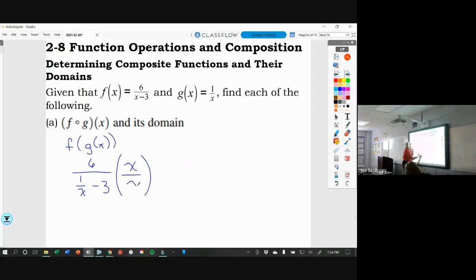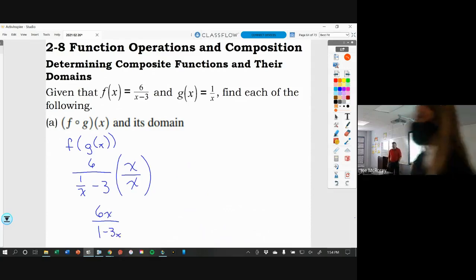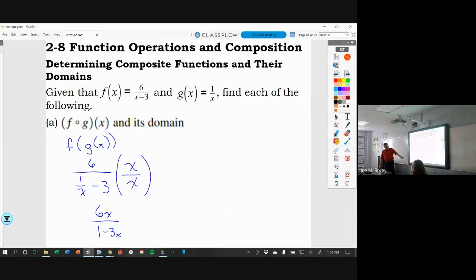So, is x over x 1? Yes. Okay, so that is the 1 that I'm going to multiply by. Across the top, I have 6 times x. Across the bottom, this x has to be distributed to both of these terms. So it is x times 1 over x, 1, and x times minus 3, negative 3x. Minus 3x. Okay, no problem. This is f of g of x.